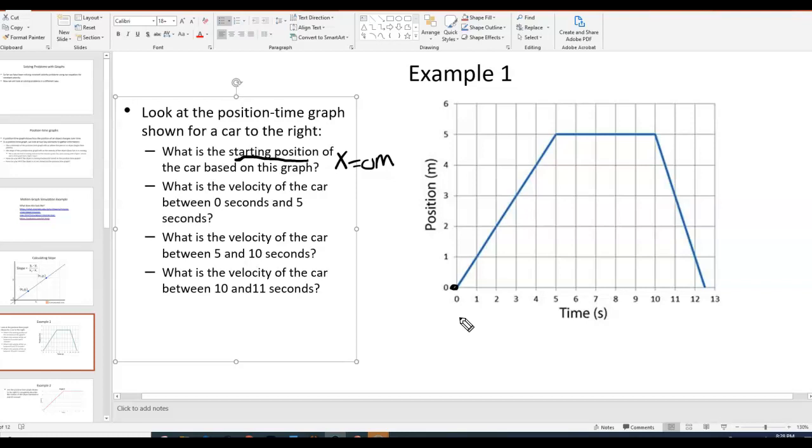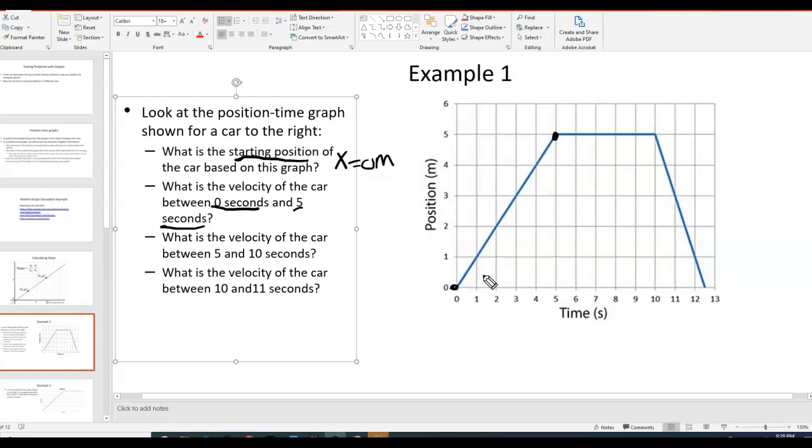Now remember, on a position time graph, the velocity is represented by the slope. So what I want to do is look at the graph between 0 seconds, which is right here, and 5 seconds. I go along my graph to 5 seconds, that's right here, and if I want the velocity in between those two times, then I need to find the slope.